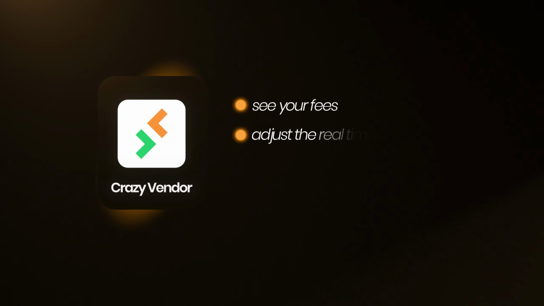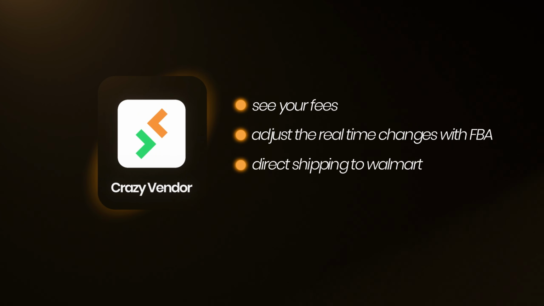And this is a really powerful feature, especially if you're selling on both Amazon and Walmart. You don't need two softwares, because now you can send shipments directly to Amazon and to Walmart from one place. Not only is it all under one roof, but with Crazy Vendor, you're also going to see all of your fees. It's also adjusted for all of the real-time changes with FBA, as well as shipping to Walmart, such as the recent inventory transfer service, and all that is being constantly updated so that your workflow is not affected.